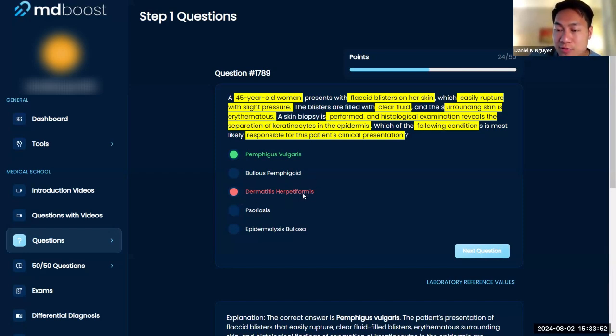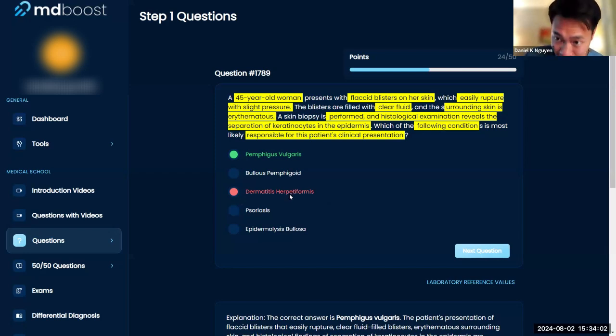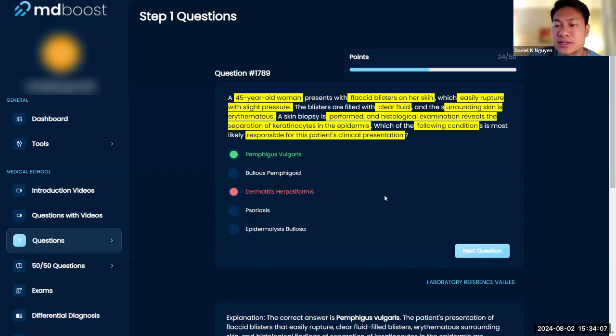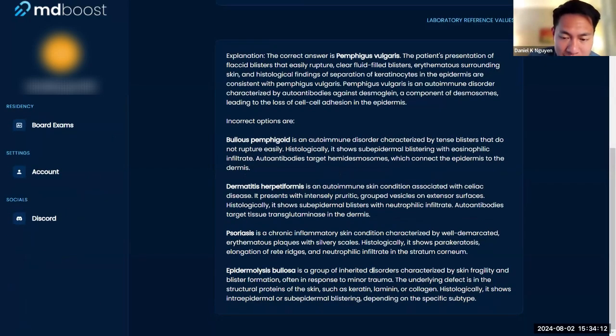Dermatitis herpetiformis, they do look like herpes-like lesions, but it's usually on the skin, and they call them vesicular. This happens with celiac disease. That's what it is. Psoriasis is scaly skin on extensors, so not that. Epidermolysis bullosa is an inherited disorder characterized by skin fragility and blister formation, often in response to minor trauma, but it's usually structural proteins such as keratin, laminin, or collagen. So not that.